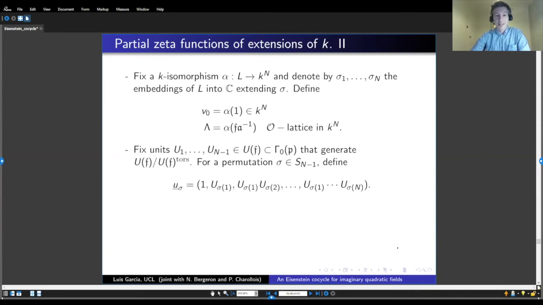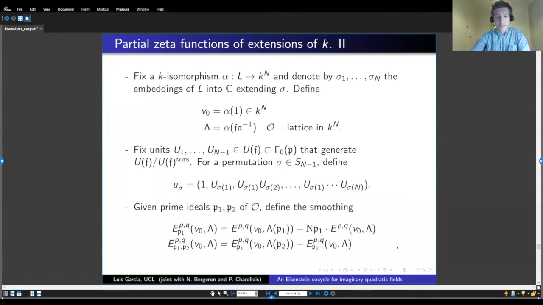I'm also going to pick a generating set for the unit group U_F. This is a unit group of rank n-1, and I pick units that generate the free part. This expression is going to involve permutations of length n-1, so I'm going to define these (n-1)-tuples there. And finally, here are some smooth versions of the Eisenstein cocycle that I introduced before. Again, there is some smoothing involved.